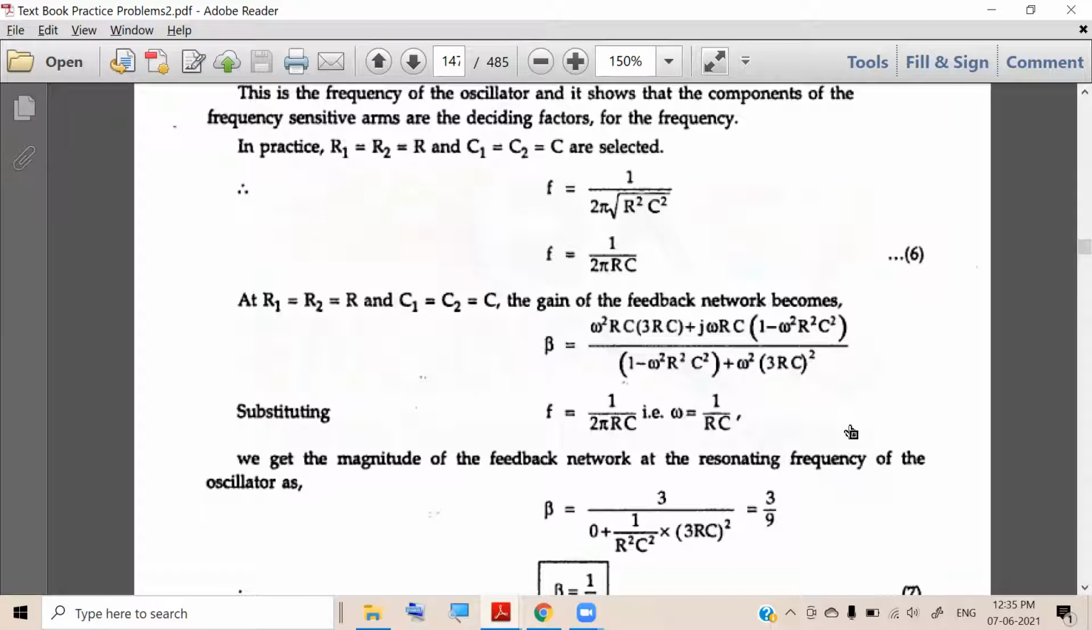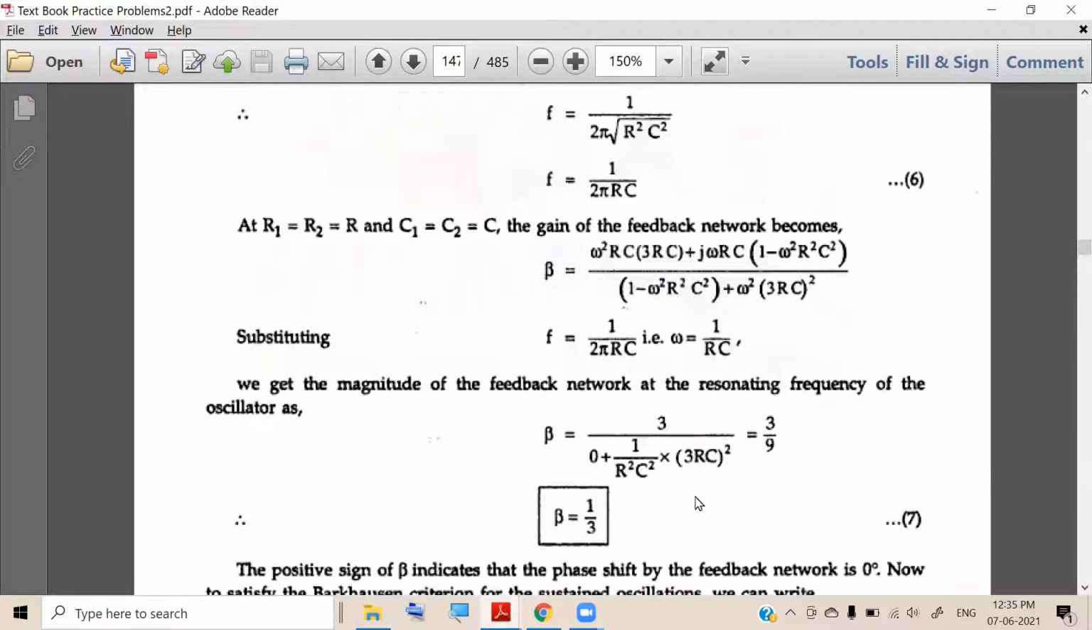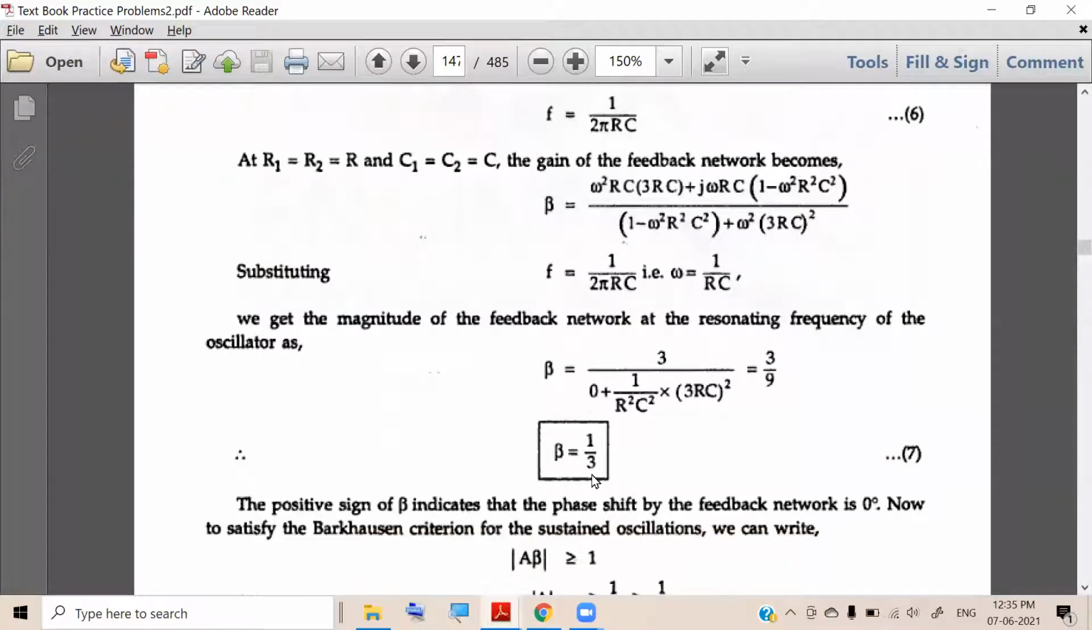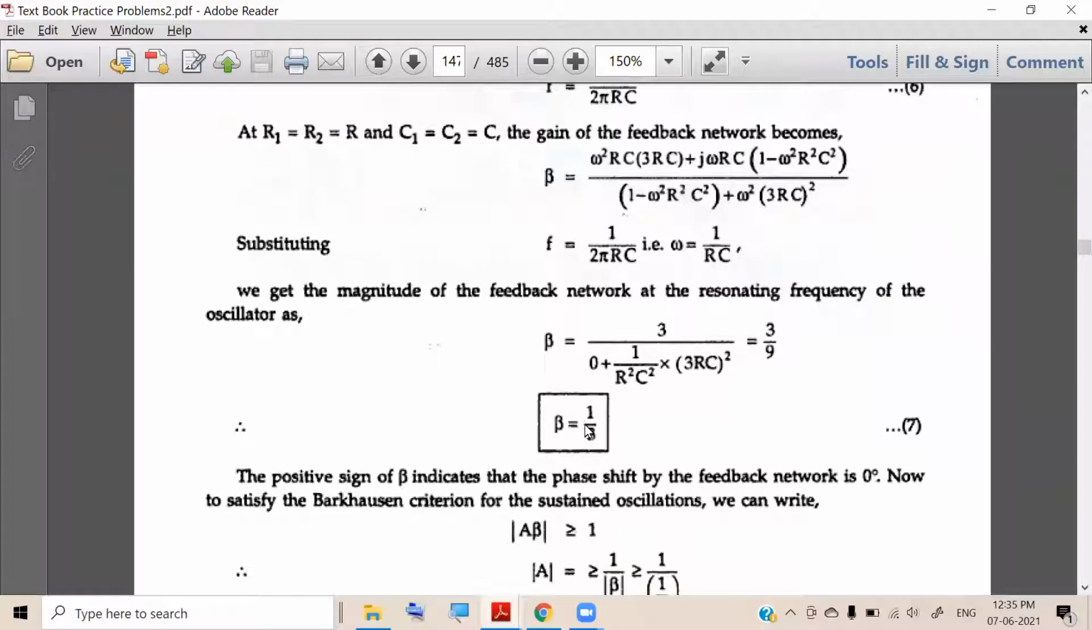Now, here, if you consider the simplification, what will this be? 1 by R square C square into 9 R square C square. R square C square will cancel. So beta will be simply 3 by 9, which is 1 by 3. Here beta is positive. Please observe beta is positive. That indicates that the phase shift of the feedback network is 0. Suppose if beta is negative, then we say 180 degrees, isn't it?